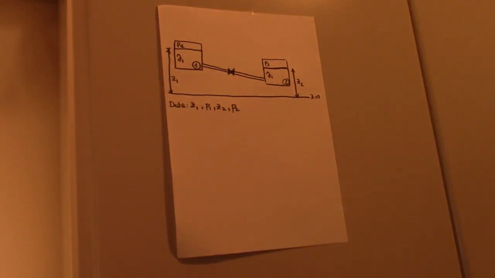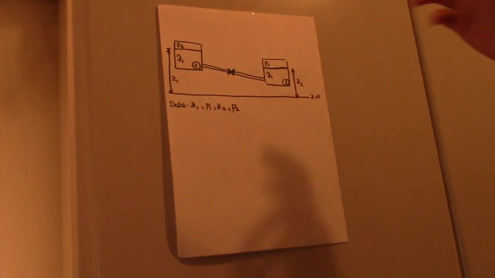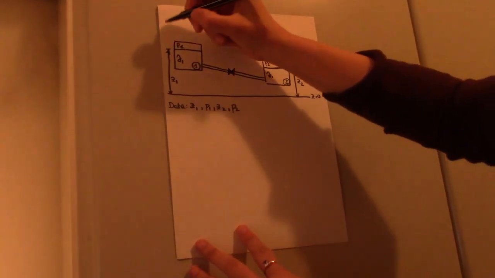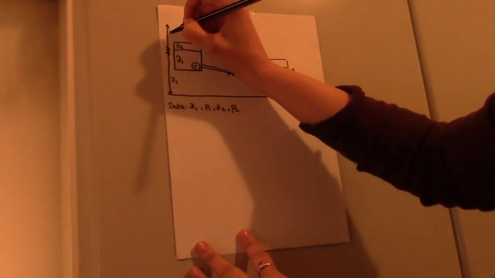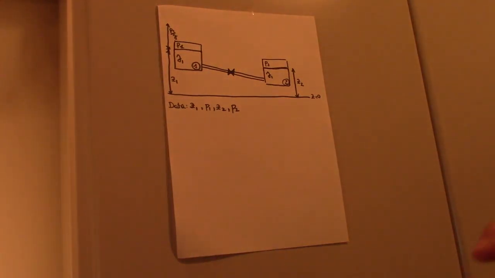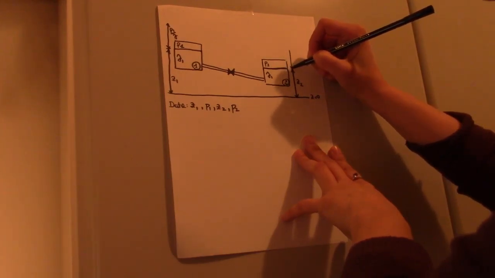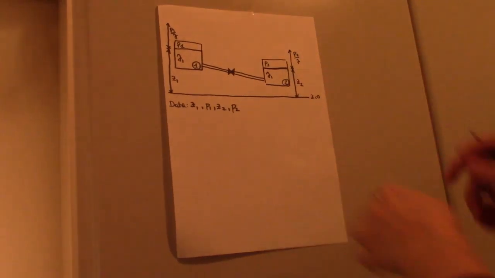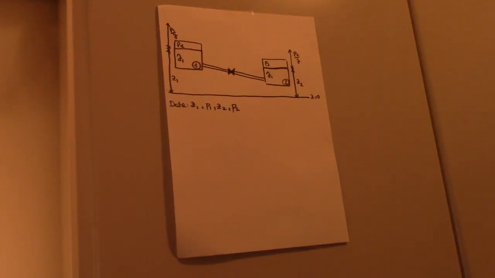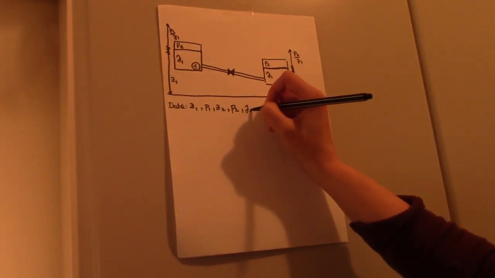What does it mean that we know P1 and P2? It means that in this tank and in this tank, the velocity is equal to 0, which means that your kinetic height in Bernoulli is equal to 0. So basically, P1 over gamma gives you this height, and P2 over gamma gives you this height. Alright, so we know P1 over gamma 1, of course, and gamma 1 right here.